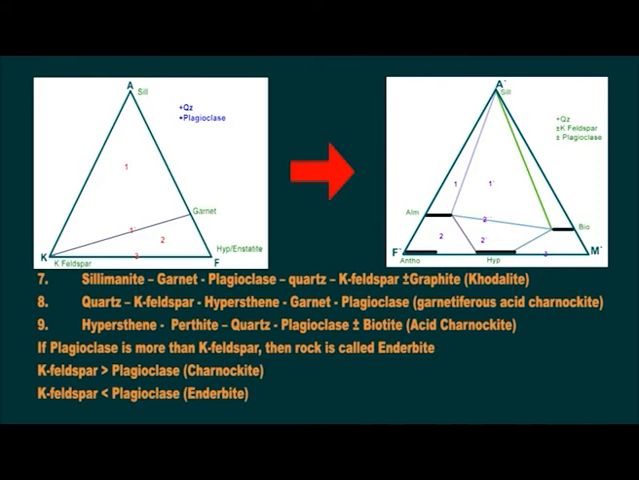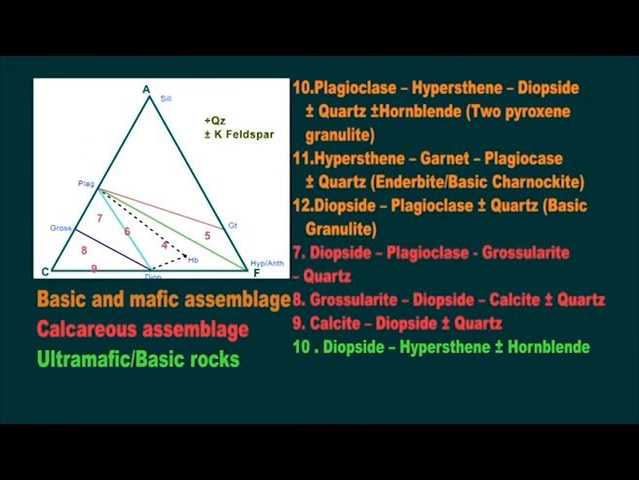If plagioclase is more than potash feldspar, then the rock is called enderbite. Potash feldspar more than plagioclase, charnockite. Potash feldspar less than plagioclase, enderbite. Basic and mafic assemblages. Number 10, plagioclase, hypersthene, diopside plus or minus quartz plus or minus hornblende, two-pyroxene granulites. Number 11, hypersthene, garnet, plagioclase plus or minus quartz, enderbite, basic charnockite. Number 12, diopside, plagioclase plus or minus quartz, that is basic granulites.